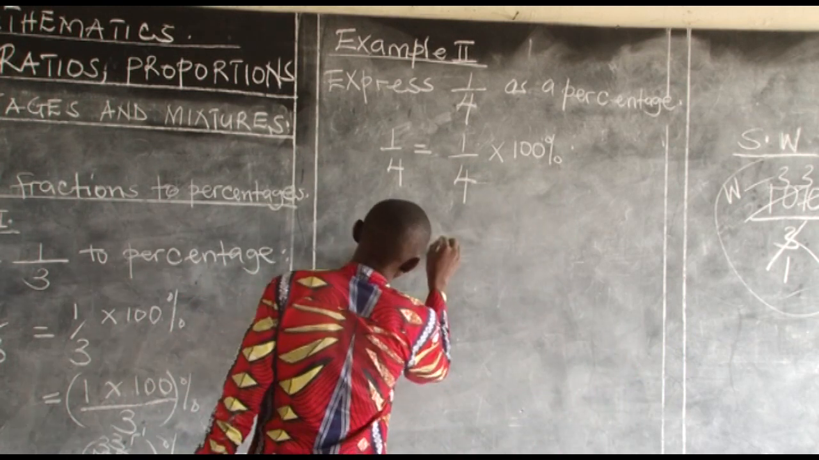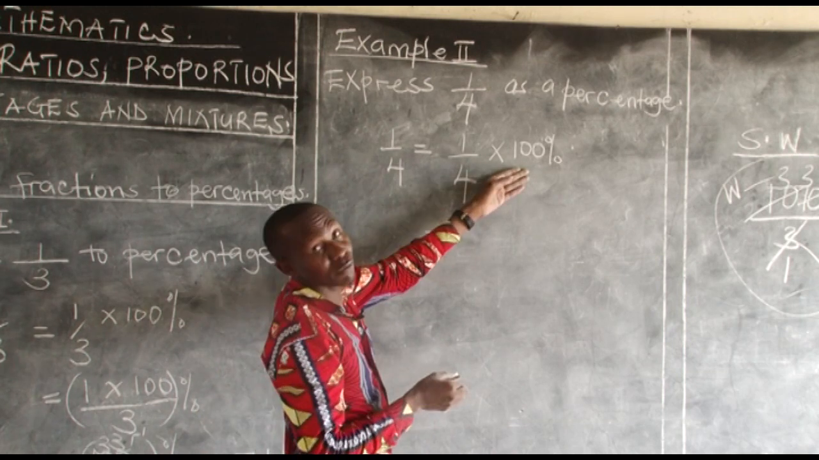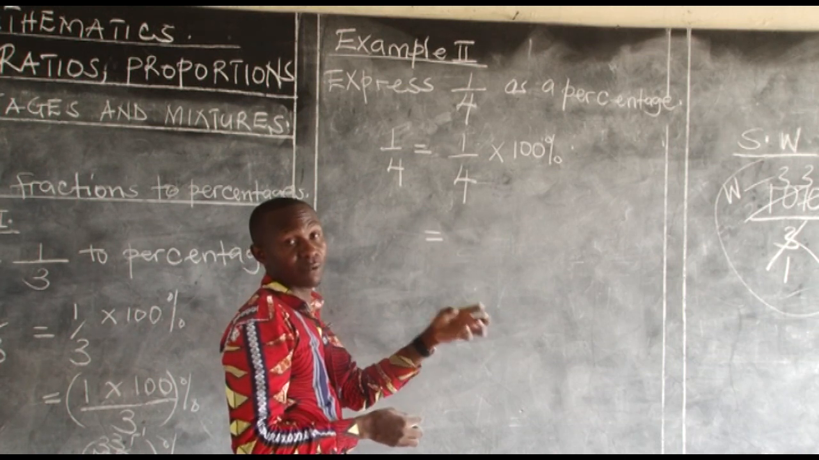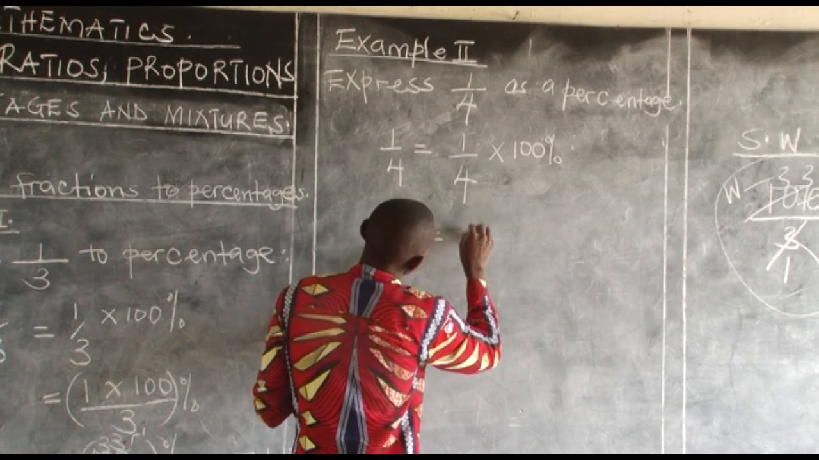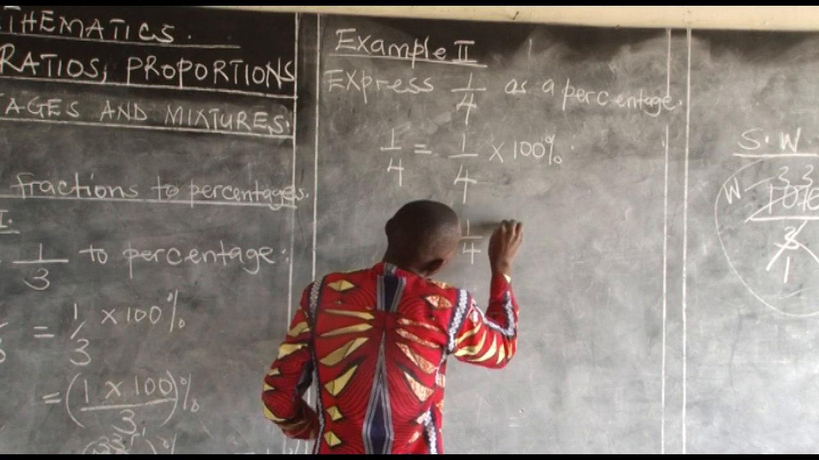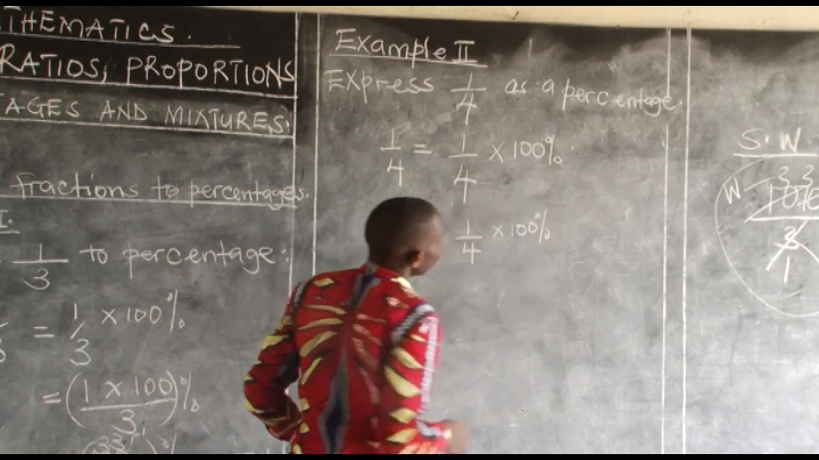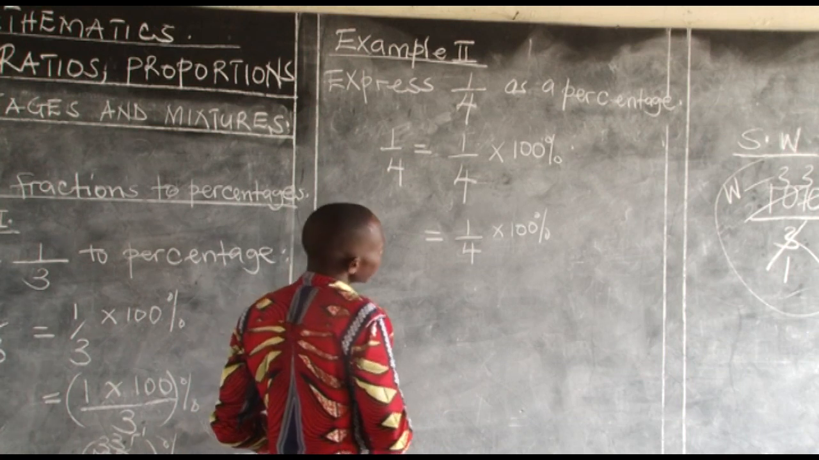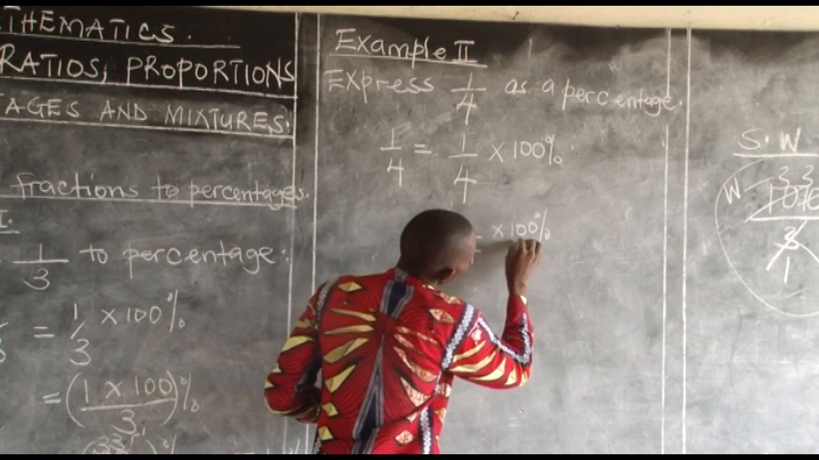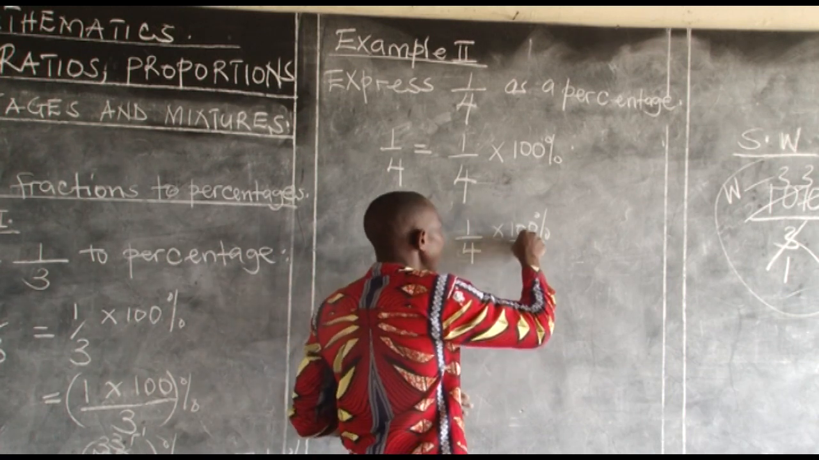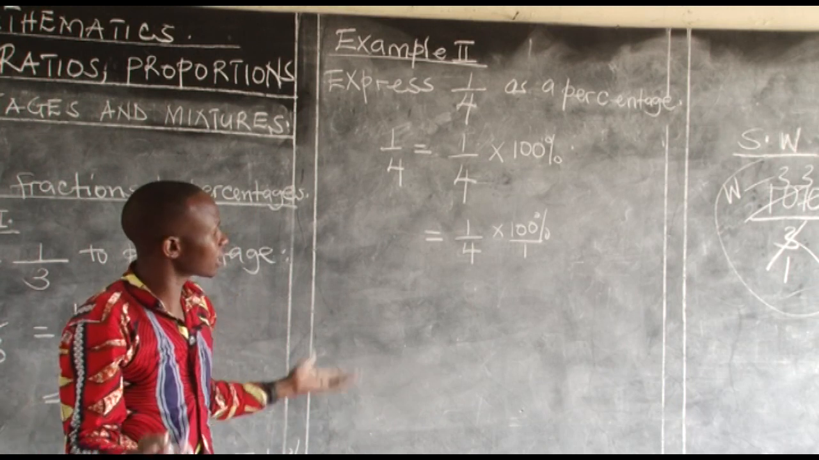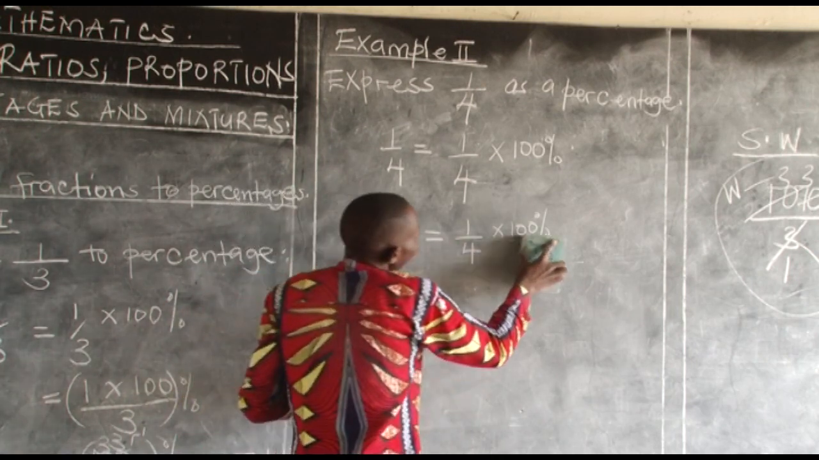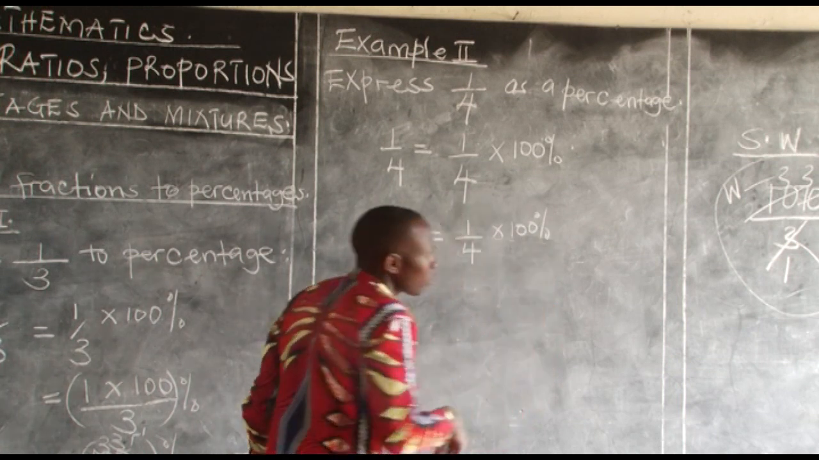After there, we shall come to the next step. Don't cancel anything from here. Once you cancel anything from here, you will not be showing clear methods. We have to see all the clear steps that are involved. So we shall have 1 out of 4, copy the way it is, times 100%. This is the same as saying 1 times 100, and here we have also 4 times 1. Having 100% and having 100% out of 1, there's nothing I've changed. It is just the same. But in this case, I may not introduce the 1. I may leave it there. But even if you get anywhere where they have put out of 1, it is the same issue.